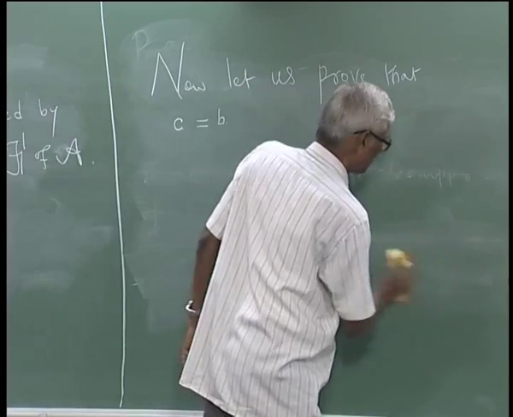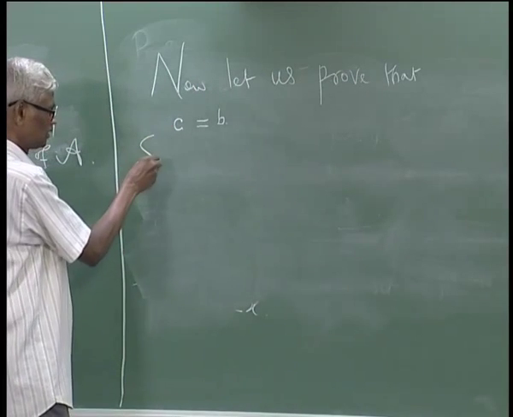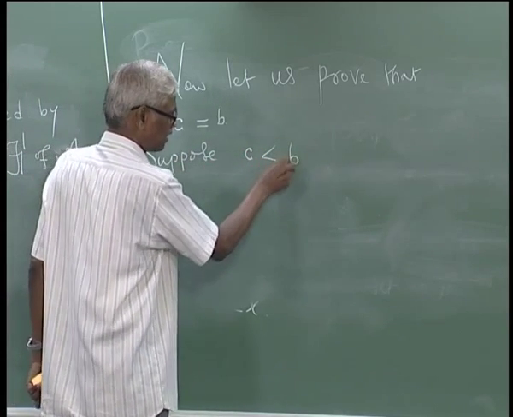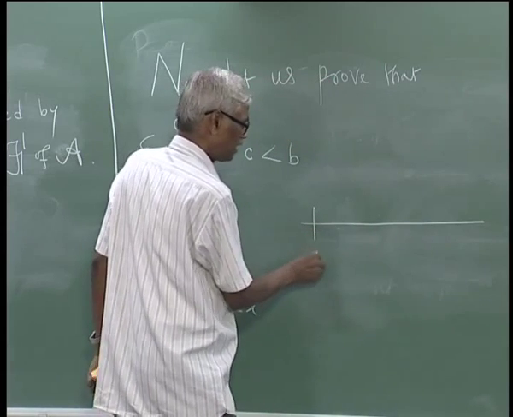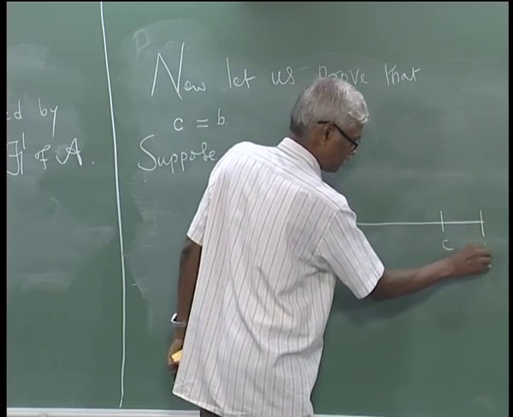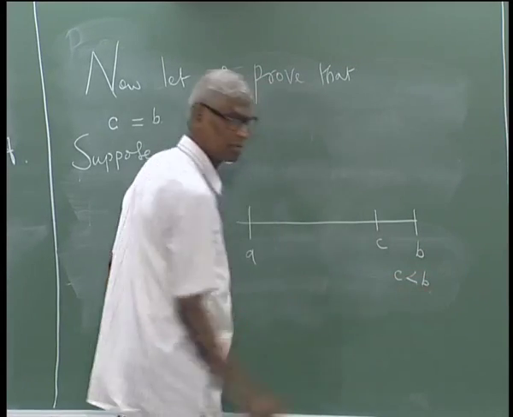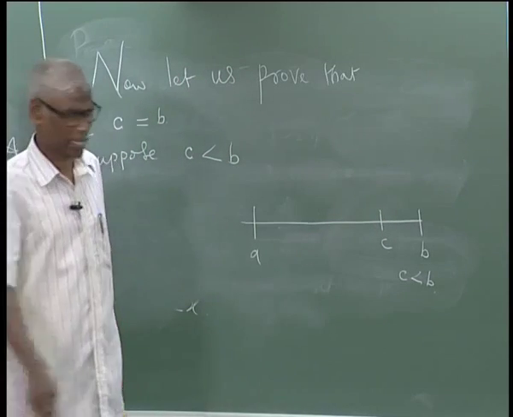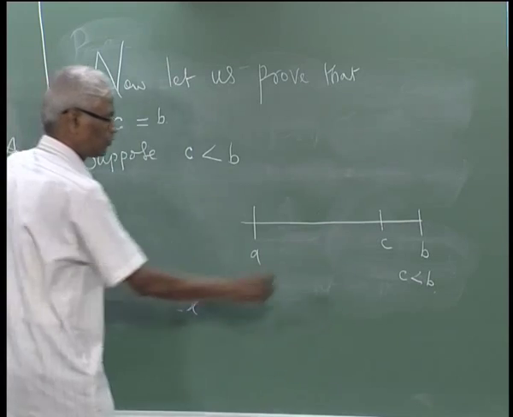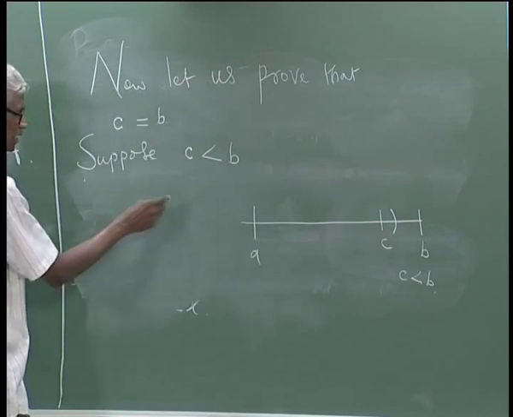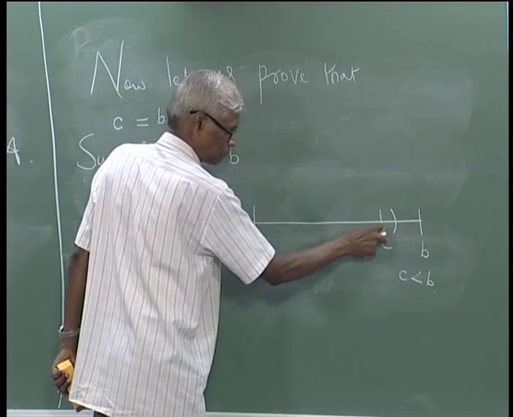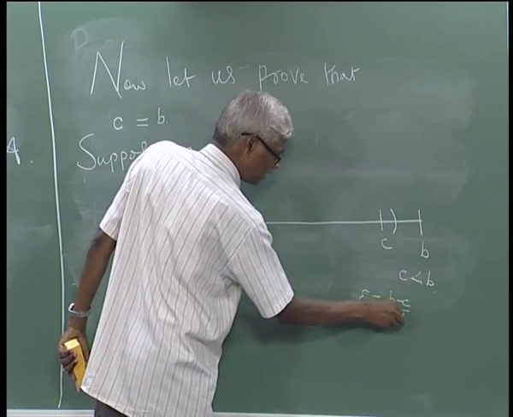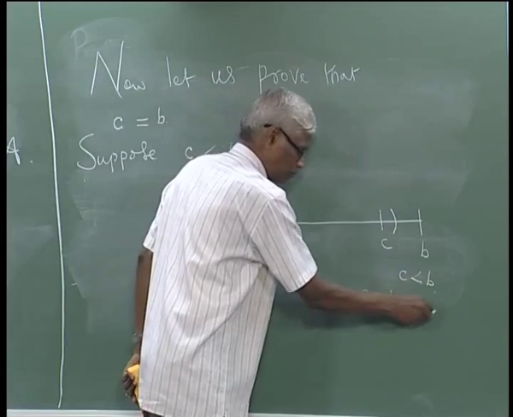Suppose not, that means suppose C is strictly less than B. So, we have A, C, B. Suppose C is strictly less than B, then again we can use the same method to find an epsilon. For example, take epsilon equal to (B minus C) by 2, which is positive.